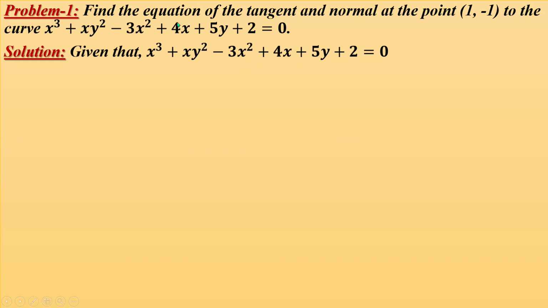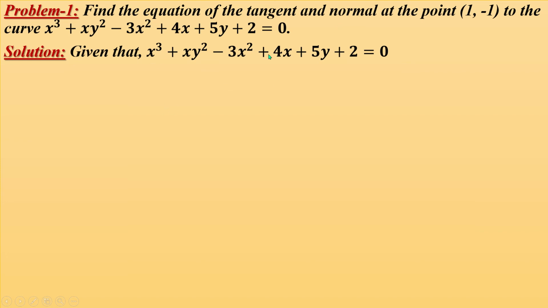Problem 1. Find the equation of the tangent and normal at the point (1, -1) to the curve x cubed plus x y squared minus 3x squared plus 4x plus 5y plus 2 equals 0. At first we have to differentiate this equation and find the derivative at the point (1, -1). Then we can write the equation of the tangent and also the equation of the normal.